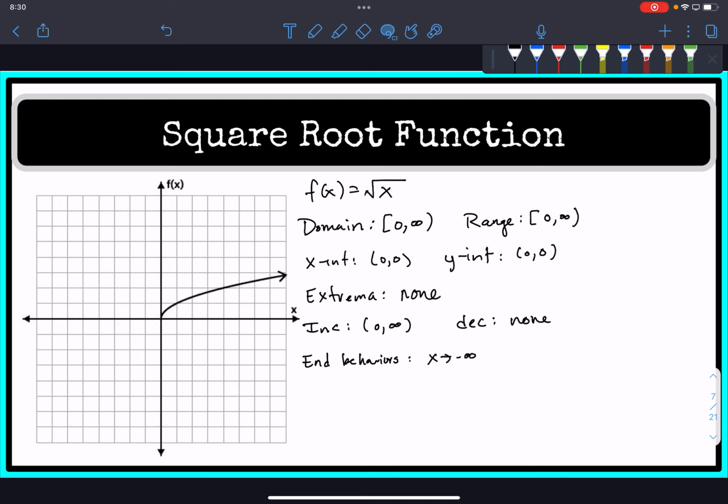So let me just erase the negative sign there. And because it's increasing, that's all it does. It only increases. The function again is approaching positive infinity as x approaches infinity.